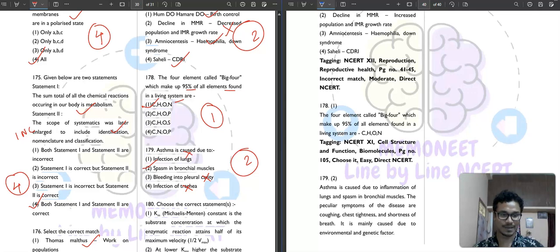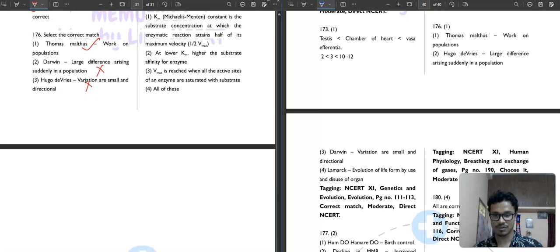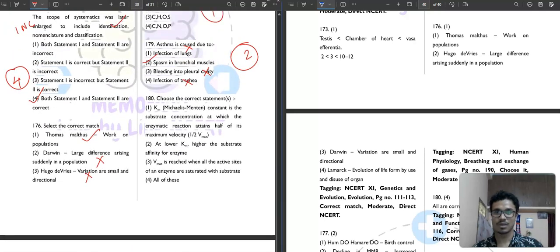Then 180. Here you have to read some statements. Km, the Michaelis Menten constant, is the substrate concentration at which the enzymatic reaction attains half of its maximum velocity, Vmax by 2. Correct. At lower Km, higher the substrate affinity for the enzyme. So lower Km, higher the substrate affinity. Is it also correct? Vmax is reached when all the active sites of an enzyme are saturated with substrate. Also correct. The fourth option is your correct answer for this question.